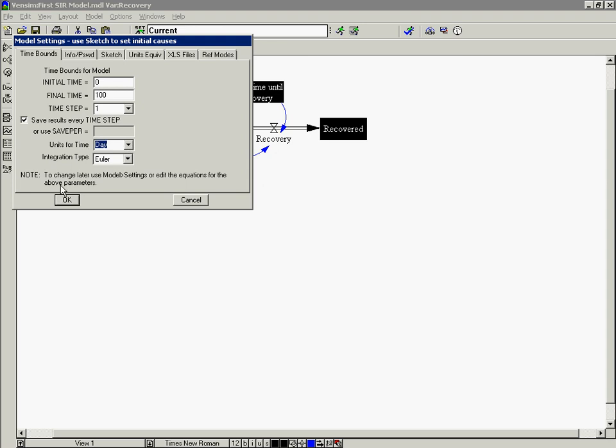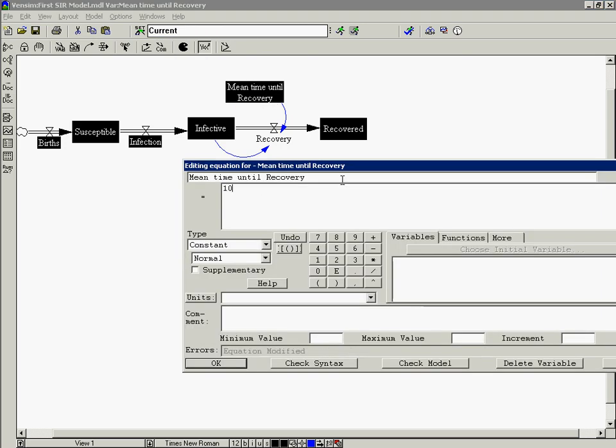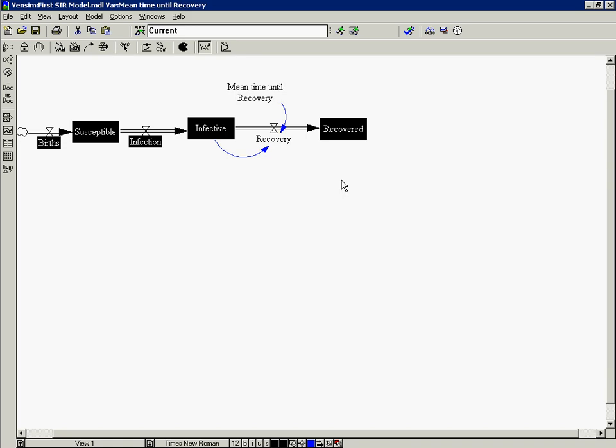So I want to set mean time until recovery to be 10. Okay, 10. How do you set the value of mean time? How did I set the value? I was in this equation mode and I clicked on it and it lets me just specify 10 here. Okay?